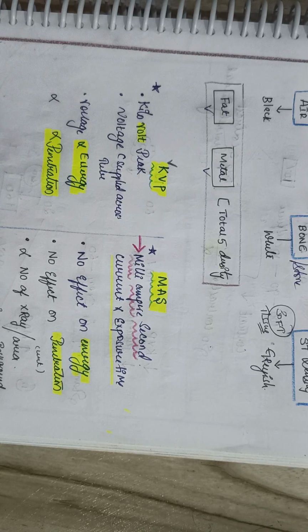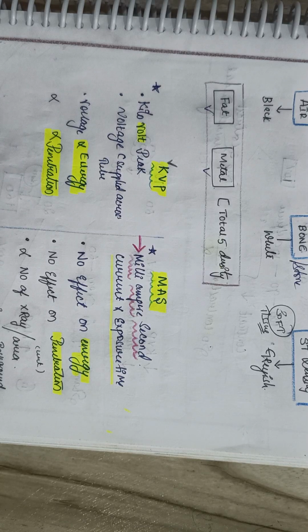Now, this voltage is directly proportional to energy. More the voltage, more the energy. And this voltage is directly proportional to the penetration. More the voltage, more is the penetration. When I speak about the kVp, the voltage, it is directly proportional to the energy and to the penetration. And the kilovolt peak is the voltage that is supplied across the tube.